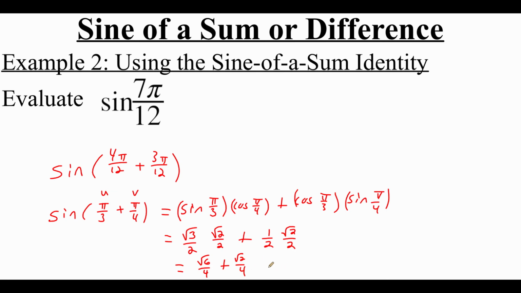Our fractions have common denominators, so we're going to put them together. So we're going to have the square root of 6 plus the square root of 2 all over 4. And I can't combine those radicals on the top since there are different numbers underneath the radical. So this is going to be my final answer.